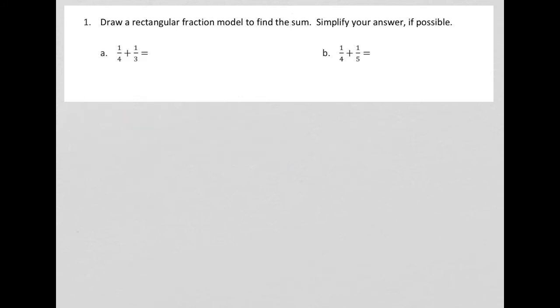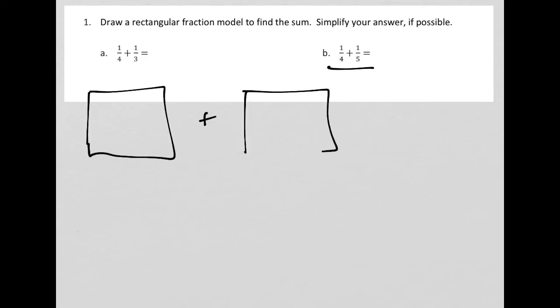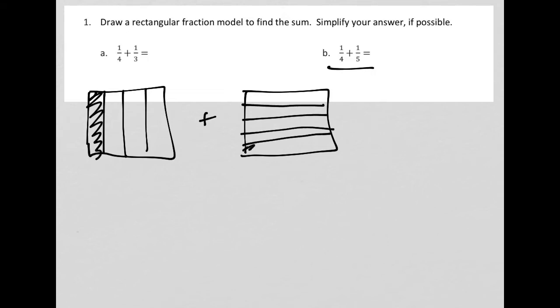Let's look at B. Now I've got 1/4 plus 1/5. I'm going to do that same thing. I'm just going to write it over here. So I'm going to do 1/4, and I'm going to do 1/5. So I have 1/5 over here, and I have 1/4 over here. And now I'm going to make a common denominator, the same size piece, by splitting this 1/4 into fifths, and splitting this 1/5 into fourths.